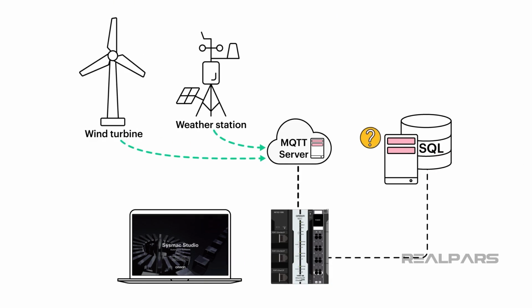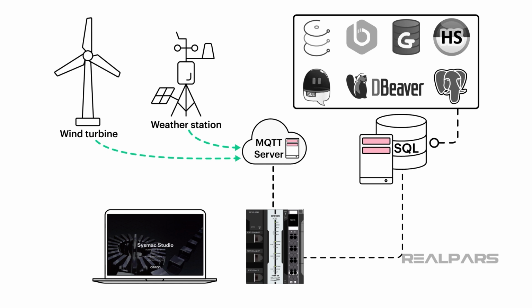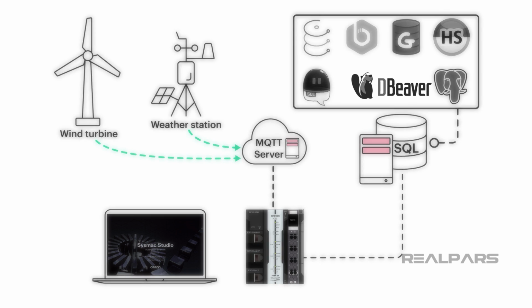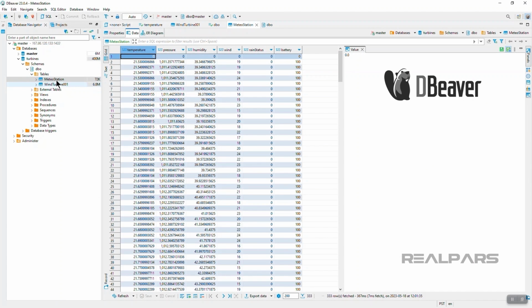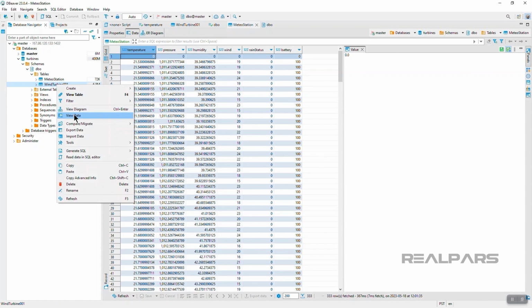How can we see what's in the database? There are lots of free SQL client software applications and database administration tools available. We use DBeaver to view the two tables and the data in each in the database named Turbines.